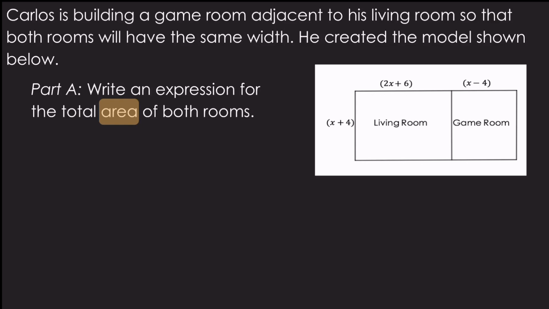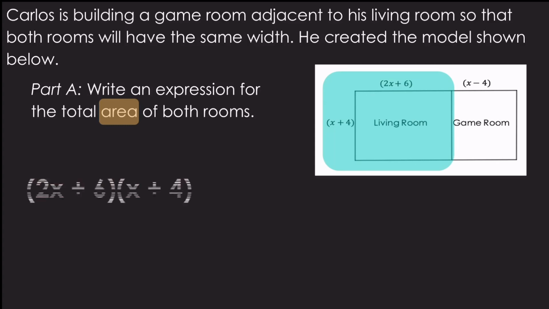Your brain needs to realize, okay, these are rectangles. I'm finding the area. That should tell you to do length times width. So first, I need to find the area of the living room before I can find the total area. So my length is 2x plus 6, and my width is x plus 4. It's a rectangle. You know I'm multiplying. So I'm going to do this multiplication by using the distributive property. Later, we're going to call it FOIL. So we're going to FOIL.